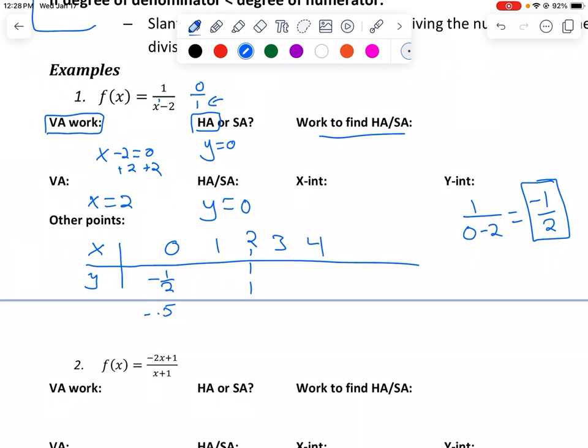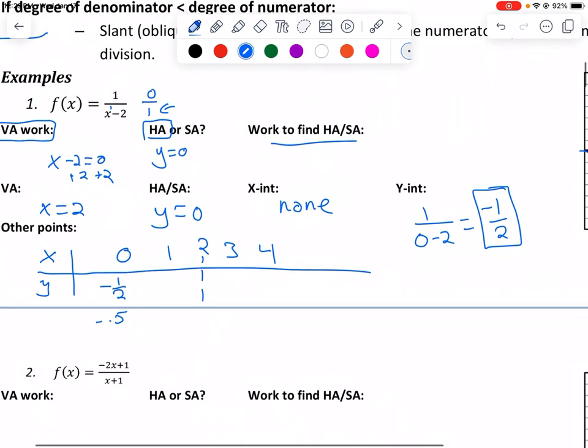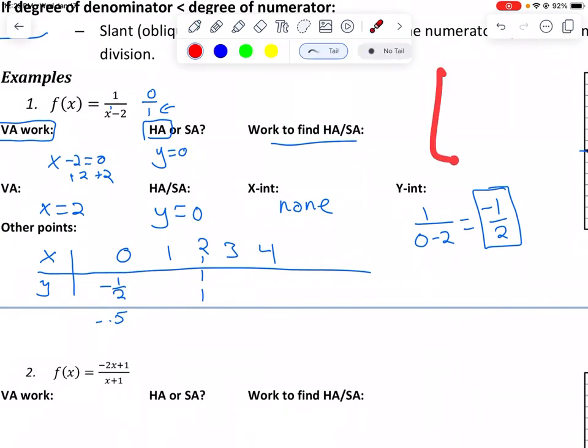For my x-intercepts, that comes from setting the x values in our numerator equal to 0, but we don't have any work for our numerator. There are no x-intercepts for these ones. So when y equals 0 on our horizontal asymptote, there are none. There are no x-intercepts.